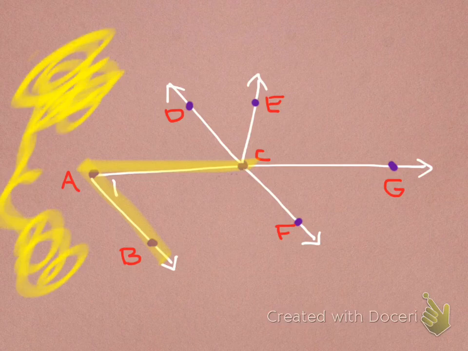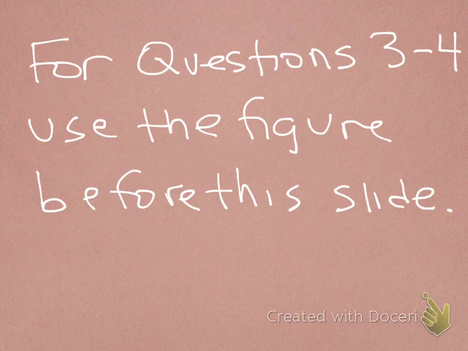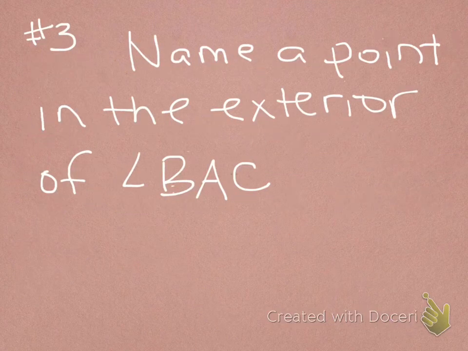And then on the interior, if we extend our lines out even more, is going to be anything on this side, in between the two yellow lines. So exterior, we just need to name one point of the exterior. That could be either D or E in this case. So D or E could work.